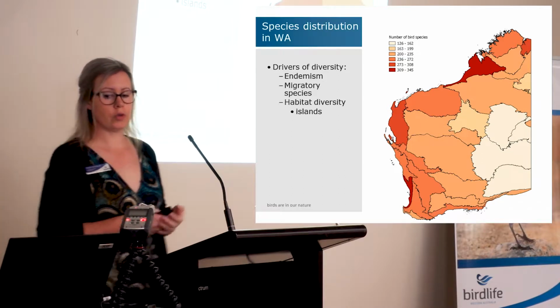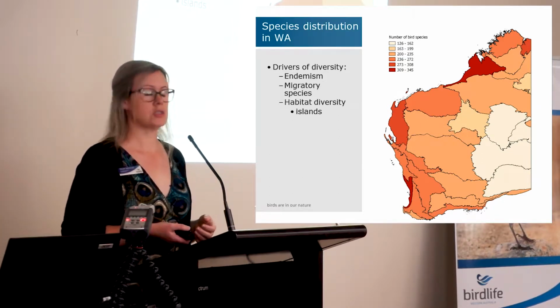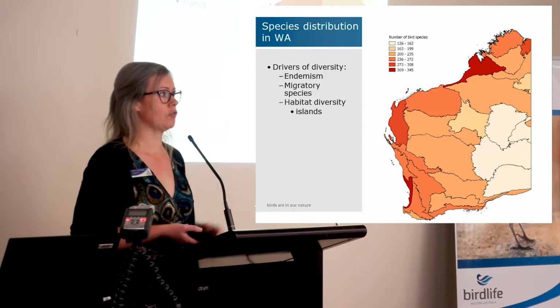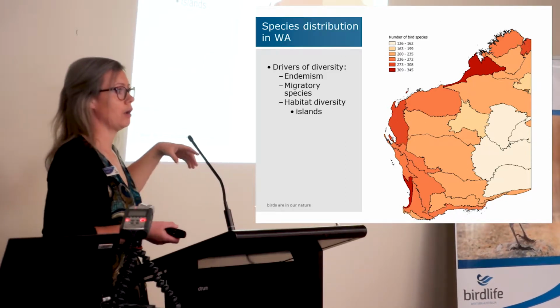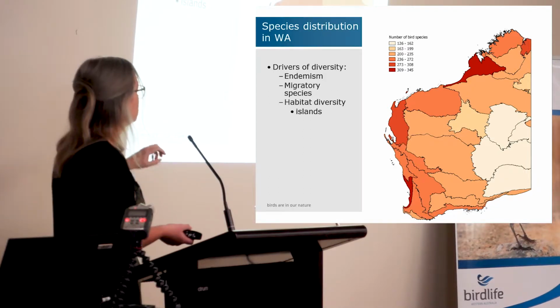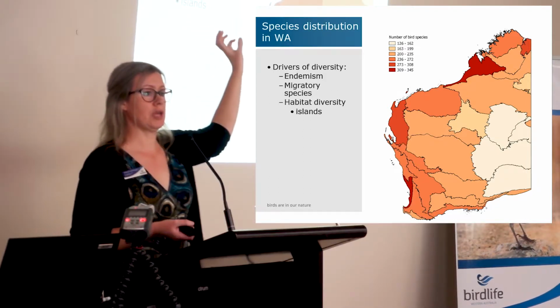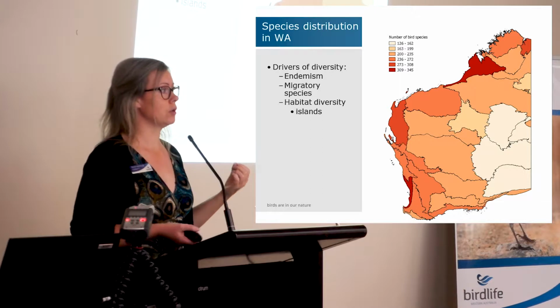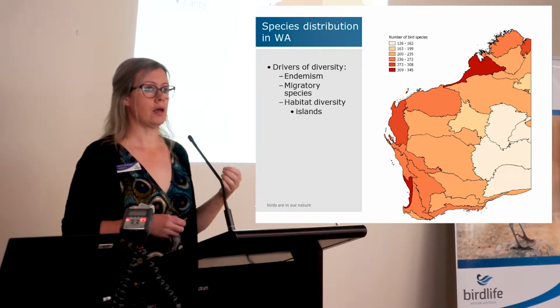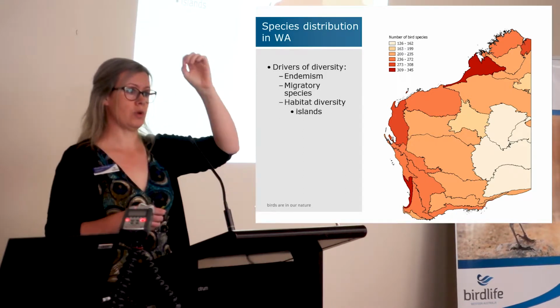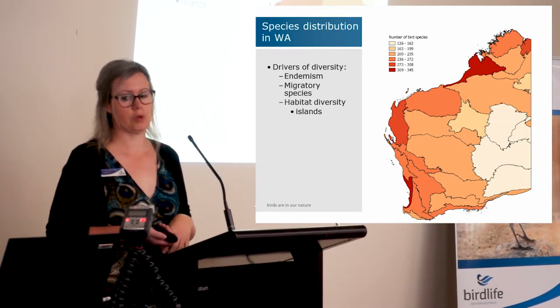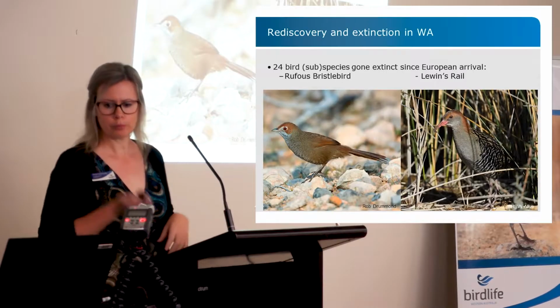But also when we look at species distribution in WA, we have another couple of pockets of endemism. Our southwest is quite well known for its endemic bird species, but we also have pockets of endemism in the Kimberley. So we have tropical species that we either have separate subspecies for, or that we find representatives of just across the top of WA and into the Northern Territory.